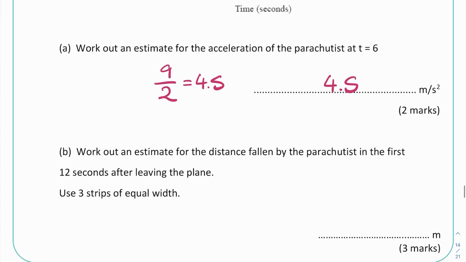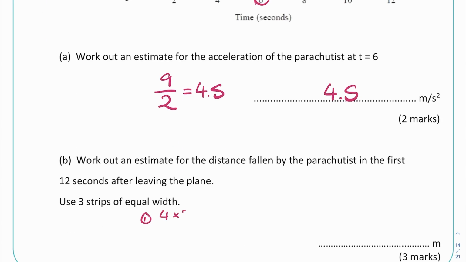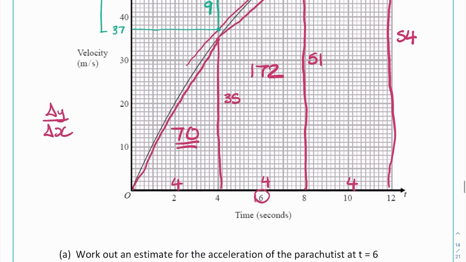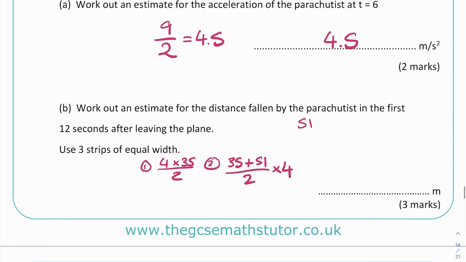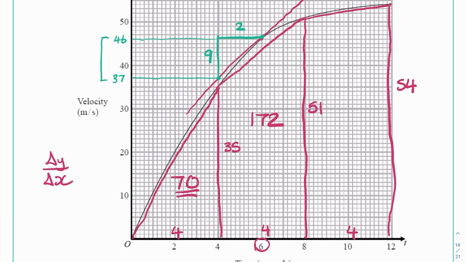It can help to write the working out down, because obviously we need some working out for these questions. So number 1, the triangle, I did 4 times 35 divided by 2. And then for the second one, the trapezium that we've just done, I did 35 plus 51 divided by 2 and times it by the height, or the distance between them, which was 4. For the next one, I'm going to do 51 plus 54 divided by 2 and times it by the distance between them. So let's work that out. 51 plus 54, divide that by 2 and then times it by 4. And that gives me a distance of 210.